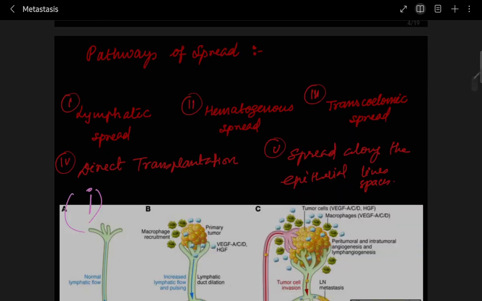Now we will see the pathways of spread. Remember, the pathways of spread are: first, lymphatic spread; the second is hematogenous spread; third is transcoelomic spread; the fourth is direct transplantation; and the last one is spread along epithelial lined spaces.